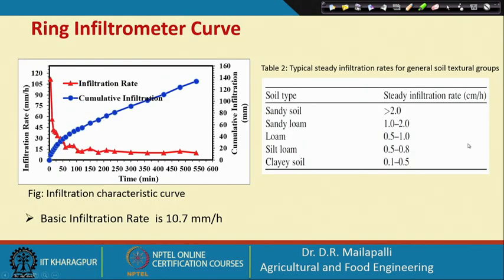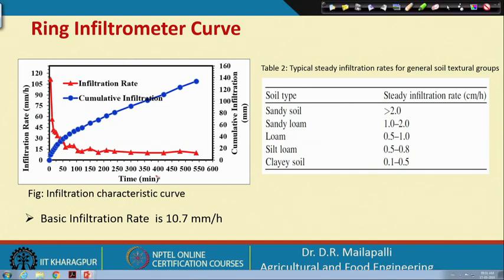Once you have that data with you, you can draw graphs. These are the infiltration characteristic curves. Here time is on the x axis, infiltration rate on one y axis and cumulative infiltration on the other y axis. The cumulative infiltration goes like this, whereas the infiltration rate, as I mentioned, is initially higher and then falls. You can clearly see the basic infiltration rate, here hitting 10.7 mm per hour. This is called the basic infiltration rate.